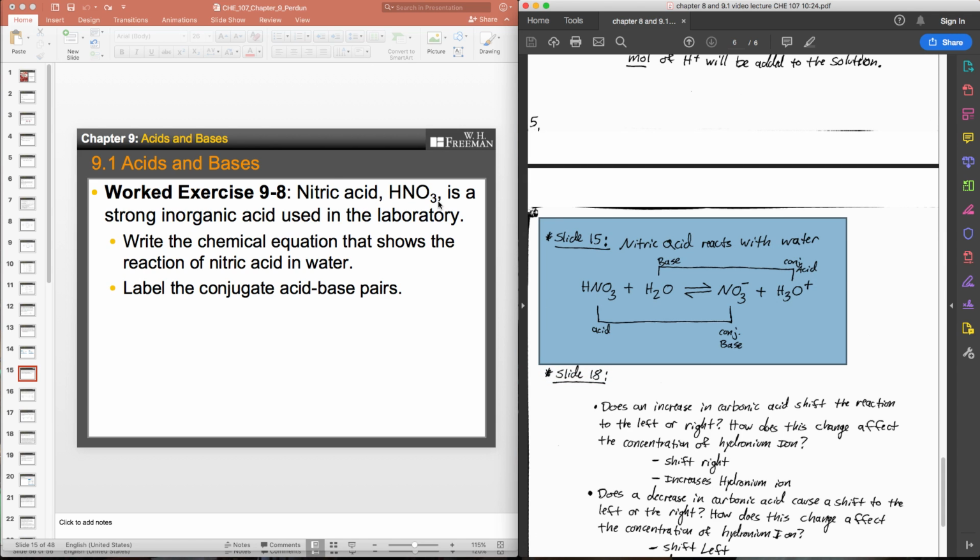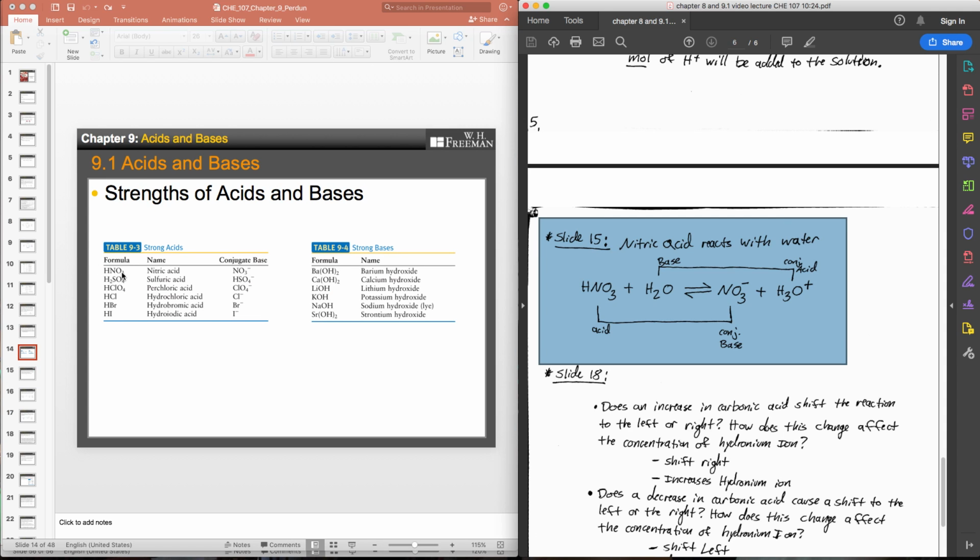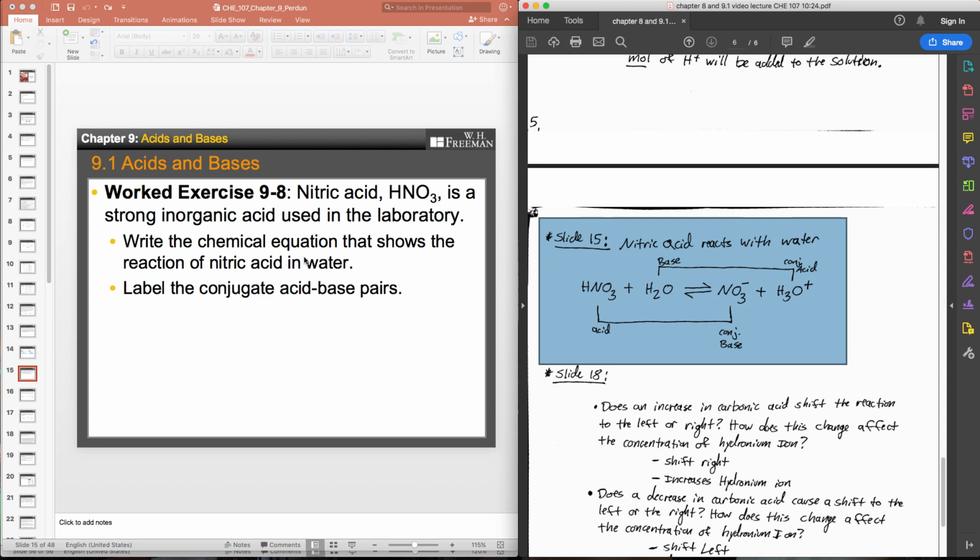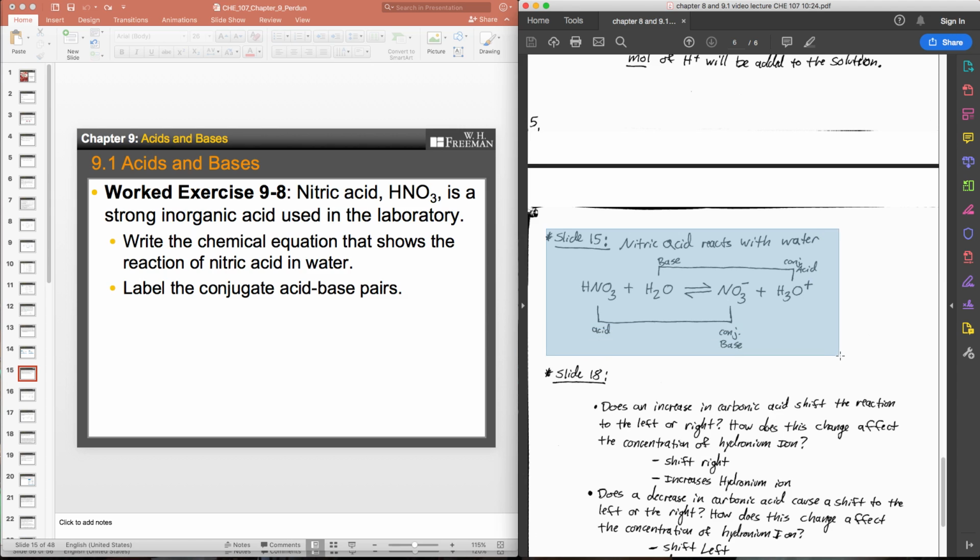So nitric acid, HNO3, is a strong inorganic acid used in the laboratory. And look, it's right here on this chart, first one on the chart. So write the chemical equation that shows the reaction of nitric acid and water. Label the conjugate acid-base pairs. So very easy. Remember, we're still talking about Bronsted-Lowry, right? Hydrogen ion donors, hydrogen ion acceptors.